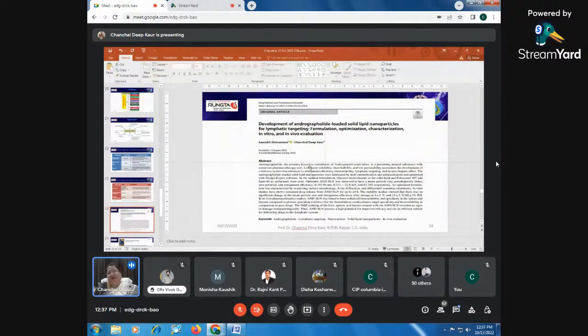These are some of the examples. This is the work of my student, PhD scholar Saurabh Srivastav, where we developed andrographolide loaded solid lipid nanoparticles for lymphatic targeting. Andrographolide is a natural compound, as you can see here. We formulated it, and after formulation, in vitro and in vivo evaluation studies were done. I have shown you this so that you can develop various types of novel systems for targeting various organs.